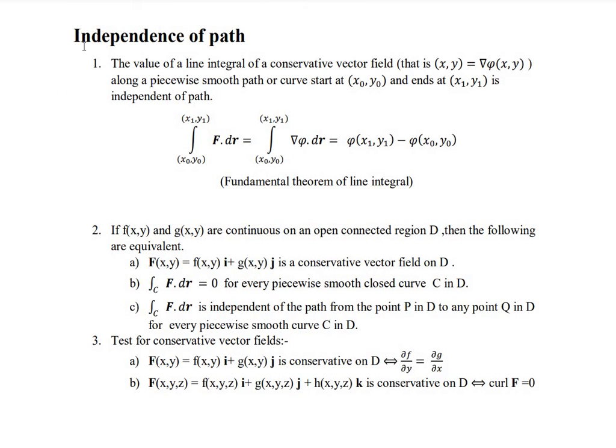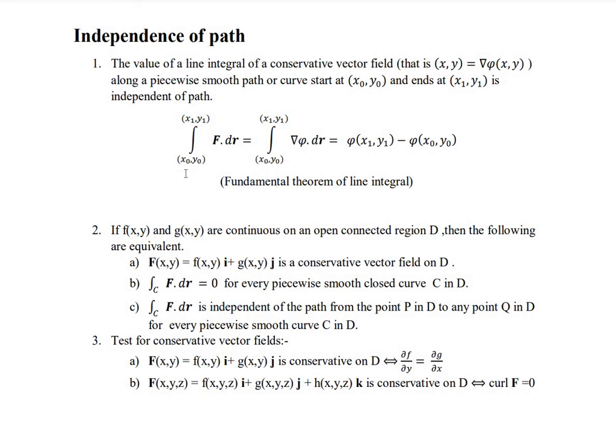Finally, the independence of path. The value of the line integral of a conservative vector field, that is F(x,y) = ∇φ(x,y), along a piecewise smooth path or a curve that starts at (x0, y0) and ends at (x1, y1) is independent of path.